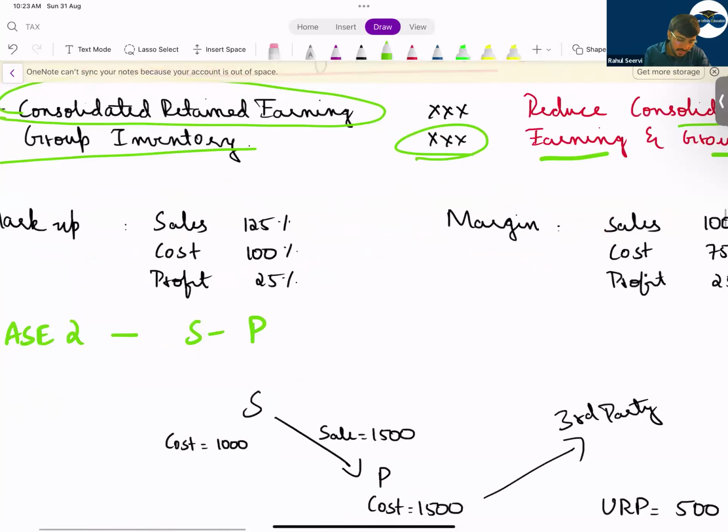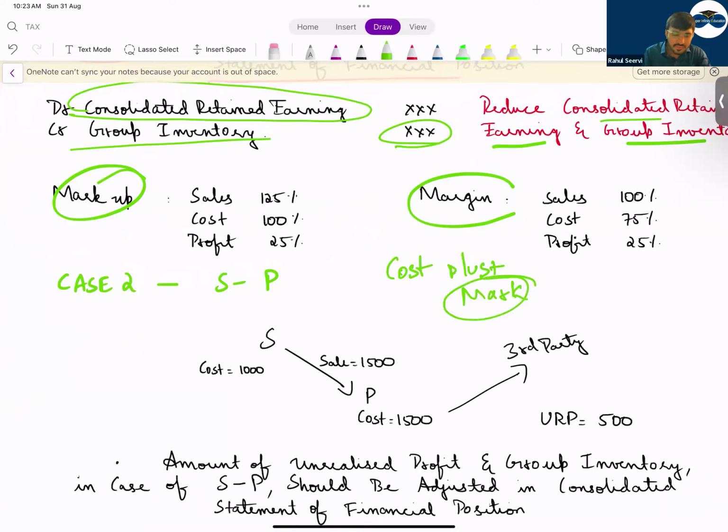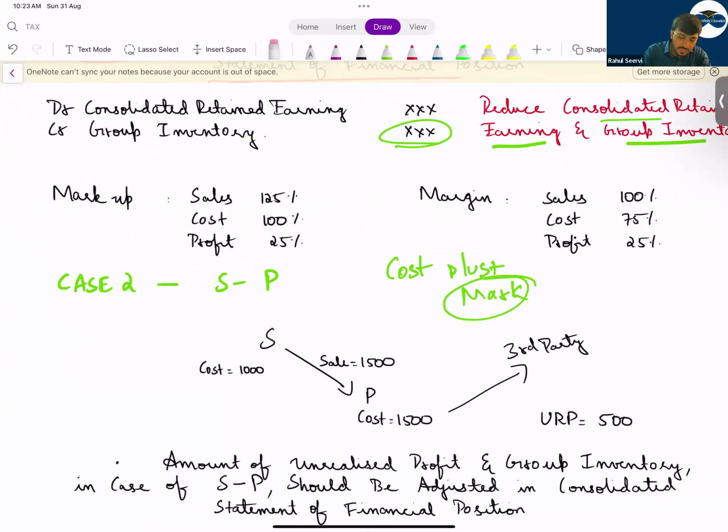So everyone knows the markup and margin. If in the question it is mentioned cost plus 50 percentage, it's markup, understand. If it's mentioned cost plus markup, do not make this silly mistake. Now this URP will be based on what, sir? URP will always be based on the goods which are not sold. If I have given you $1,000 of the goods today, out of that you have sold 600, I will calculate the URP only on 400.